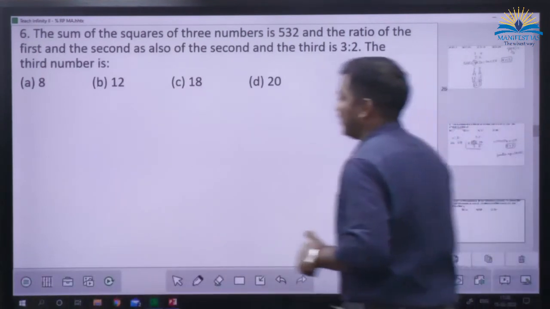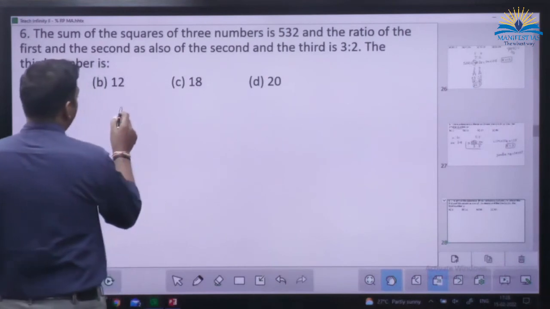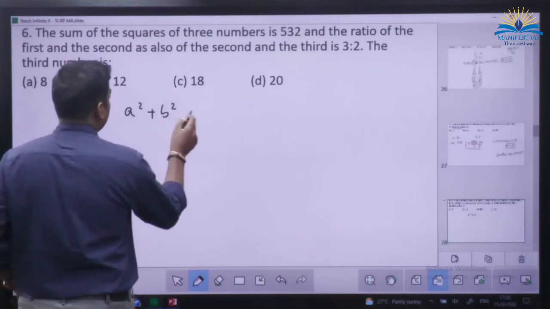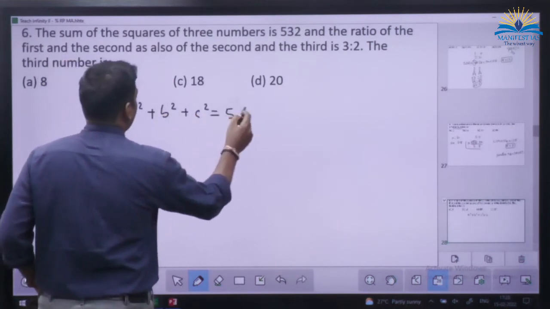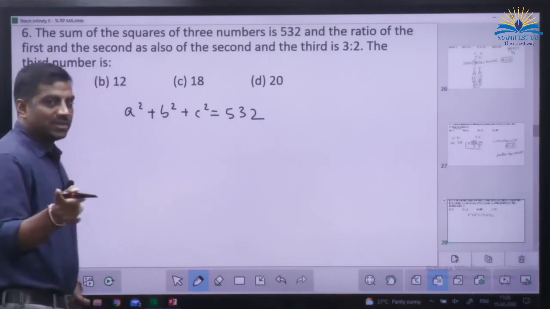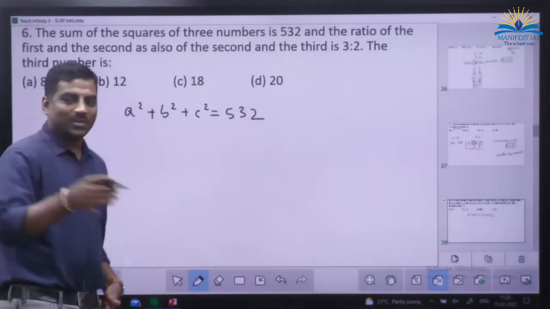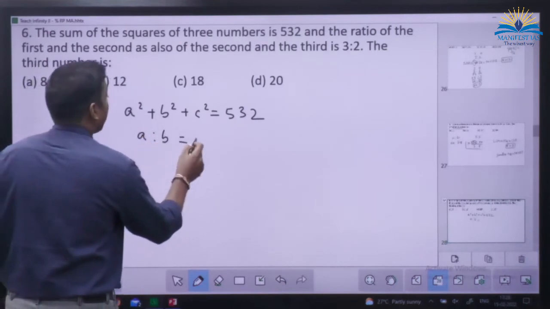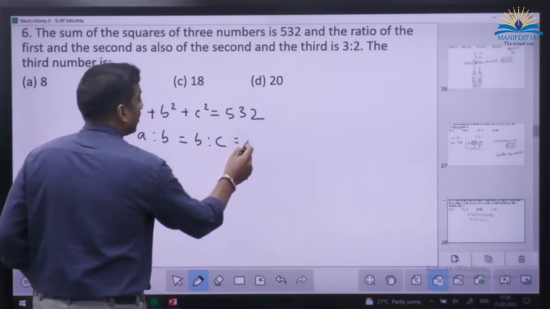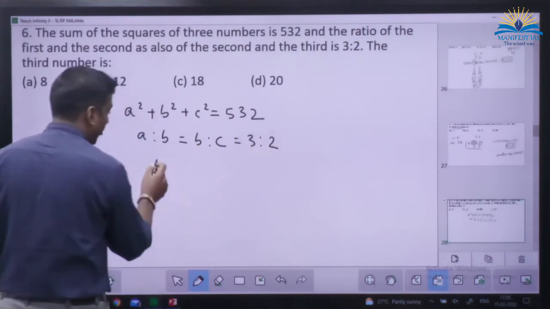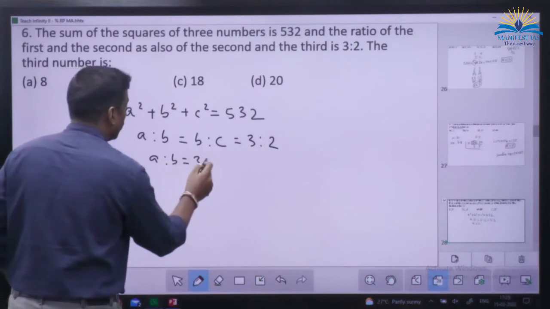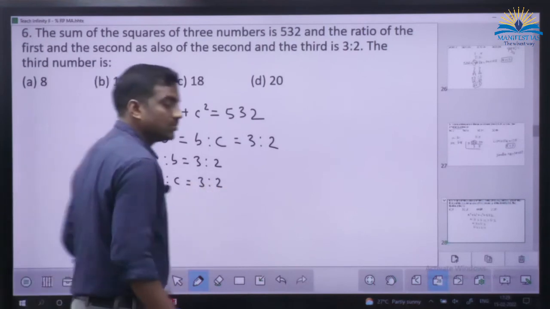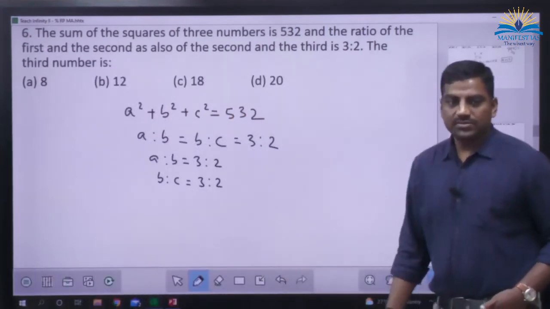So finally, A square plus B square plus C square is equal to 532. Now don't erase if you have written x, y, z, okay? That's okay. You proceed from there. Then A is to B as B is to C is 3:2. Or you can write A is to B is equal to 3:2 and B is to C also as 3:2.